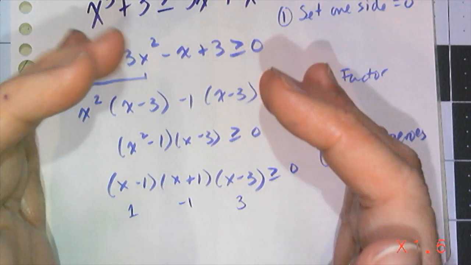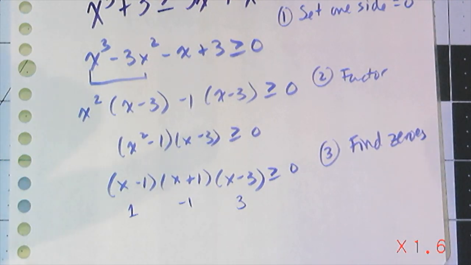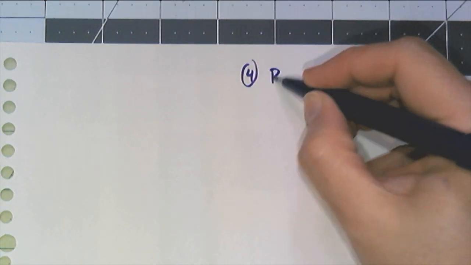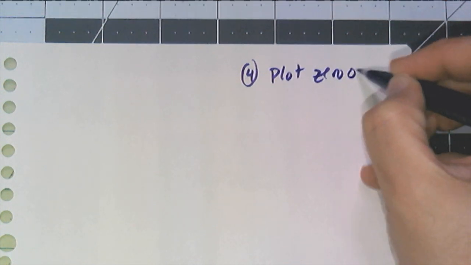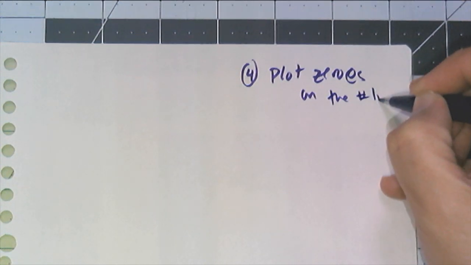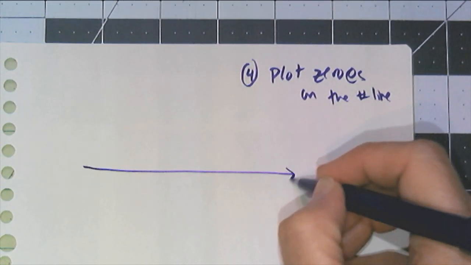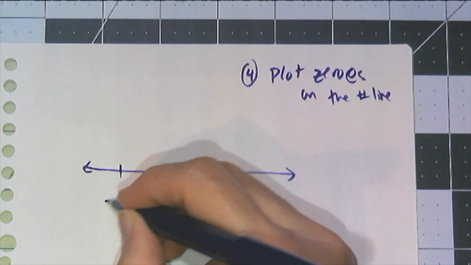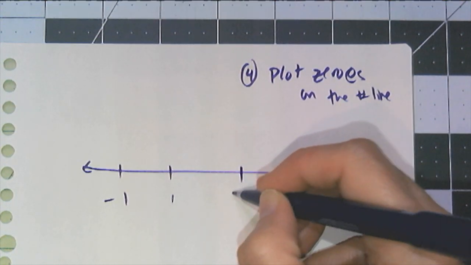So there's going to be whole clusters of answers that are going to work, and I need to know which clusters work. They're not really clusters, they're intervals. Which intervals work? And so I'm going to do, for step 4, plot my zeros on the number line. I'm going to put my negative 1, my 1, and my 3.